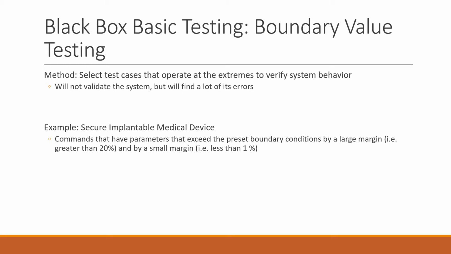An example of this type of test could be used on Chuck Easton's secure implantable medical device. He even specified some boundary value testing within his test component document. A computer could be connected to the modified medical device, and the computer would send out commands to the device that exceed its preset boundary conditions by greater than 20% and less than 1%. So not only is he testing values that are slightly out of the boundary by 1%, but also values that are greatly outside of the boundary at 20%. This test would help prevent unauthorized users from changing the preset boundary conditions of the medical device.